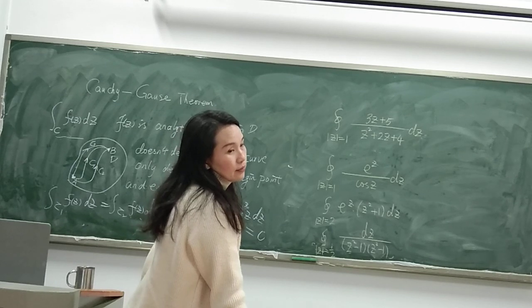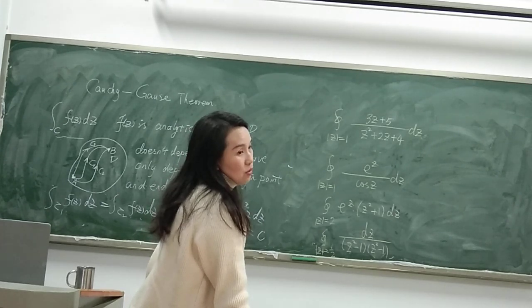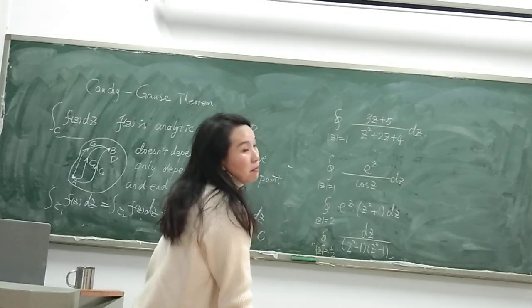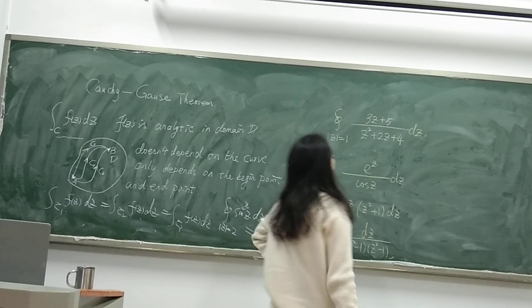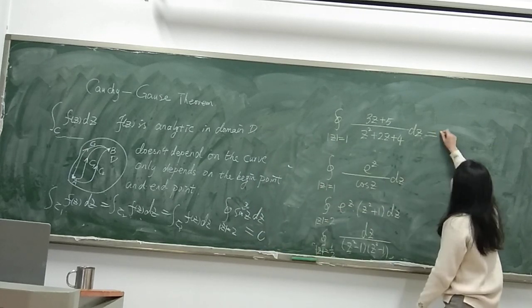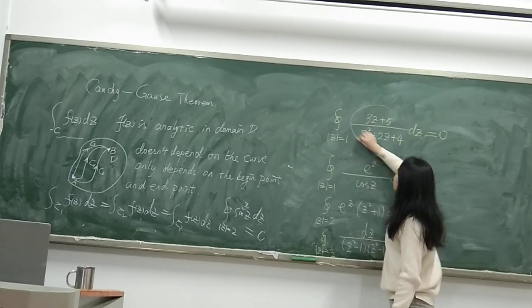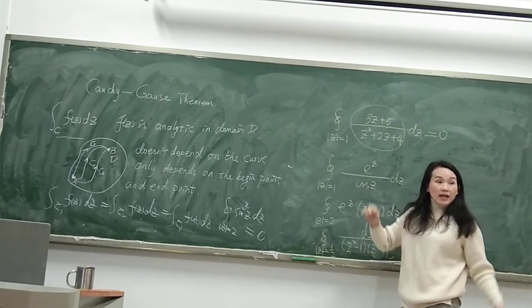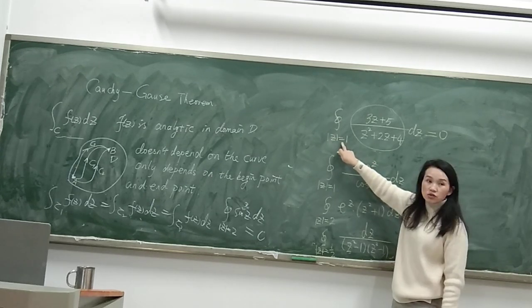Okay. Tell me your answer. Maybe because I think it's 0. All is 0. Maybe. Yes, all is 0. Not maybe, yes. The first one is 0 because this C is closed. This function is not analytic anywhere, but is analytic inside this one.